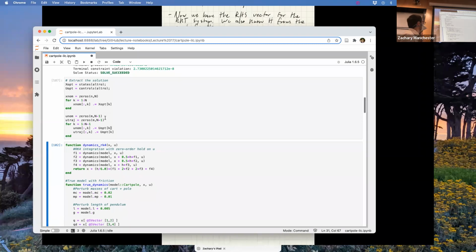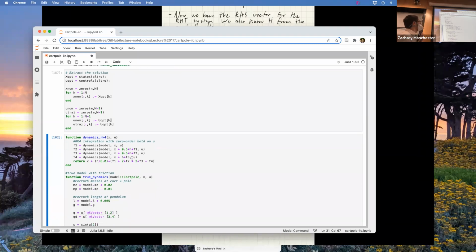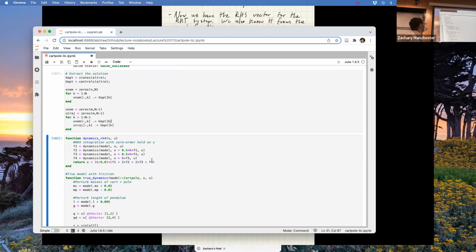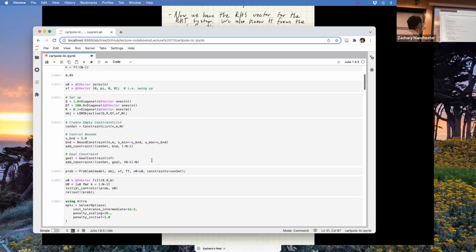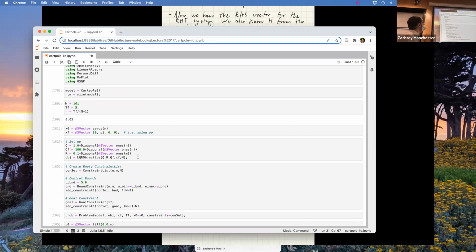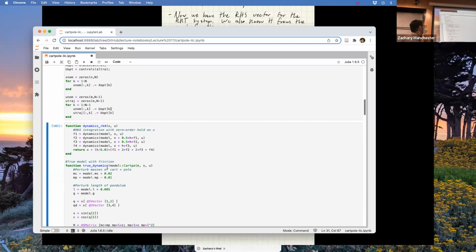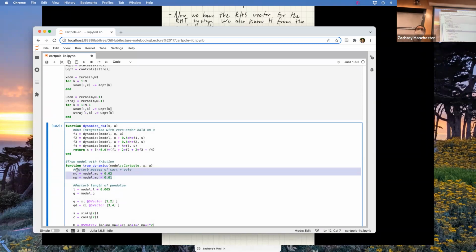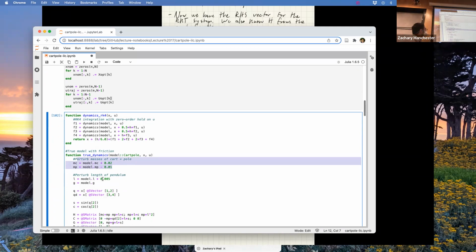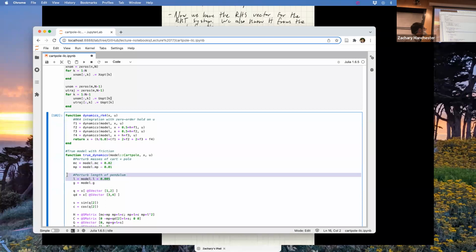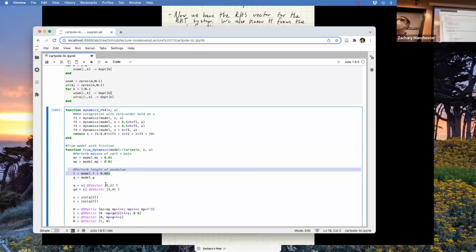Here's the nominal dynamics with RK4 for just the cart pole. The parameters are over here, some mass and whatever. Here's the true dynamics. What I'm going to do is perturb the masses of the cart and the pole, just stuff I made up that seems vaguely reasonable, and then put some 5 millimeters of error on the length of the pendulum. This is all parametric error, which is of a more benign flavor.